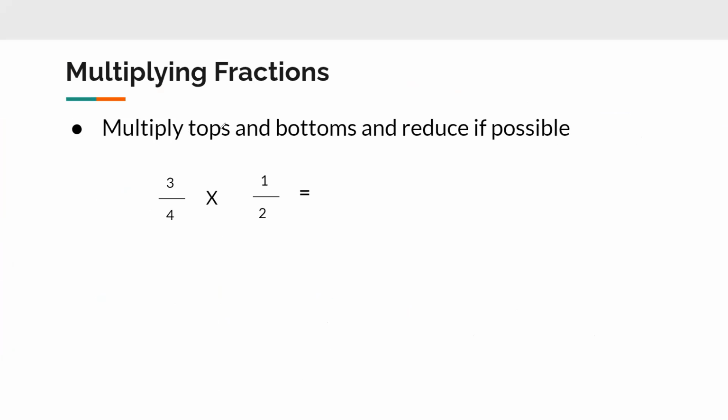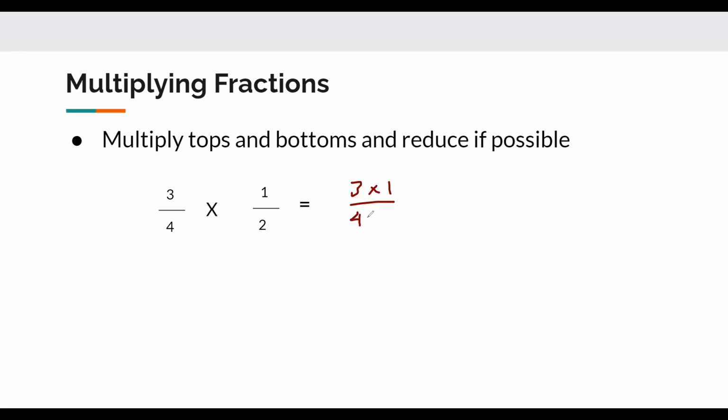So once again, we're going to multiply. These are all multiplication examples. We're going to multiply the tops and the bottoms and reduce if possible. So 3/4 times 1/2, 3 times 1 on top, and 4 times 2 on the bottom. We simplify that to 3/8. You can jump right to the second step if you're comfortable with that. And then we take a look at this. Can we reduce that? No, we cannot. We just talked about how we cannot divide any number into both 3 and 8. So that cannot be simplified.